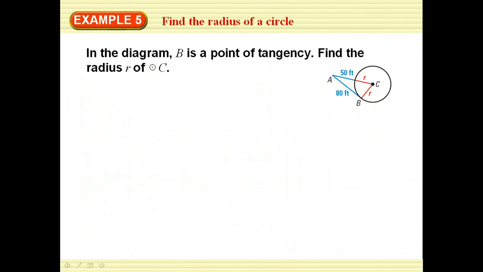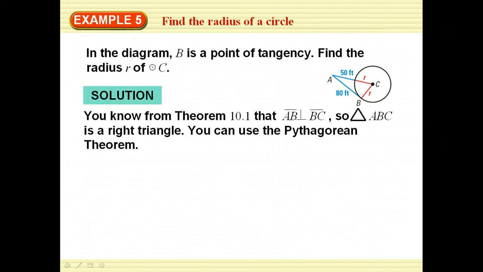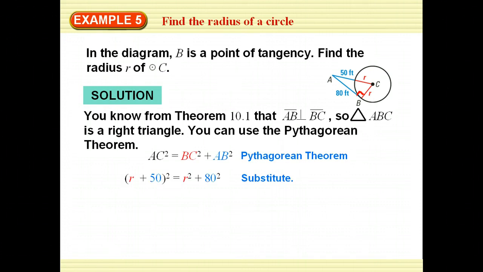In this diagram, find the radius r of circle C. Now, notice I've got r in two different places, but I'm still going to use my Pythagorean theorem so that I can make sure this would be a right angle. So that means that the hypotenuse is this 50 plus r, and then one side is 80 and the other side is r. So I plug into Pythagorean theorem, and I've got (r plus 50) squared is equal to r squared plus 80 squared.